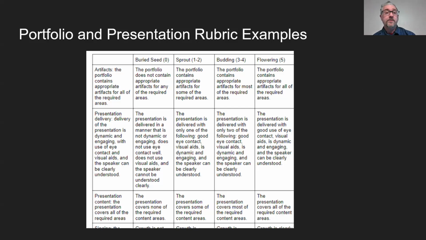So here's some examples of the presentation rubric. This rubric was actually really long because I also included a category on the left-hand side for every single MENC national standard, in addition to presentation issues. So artifacts, that's for the portfolio. I'm basically just assessing, does the portfolio contain appropriate artifacts for all of the required areas? Did they address all of the areas? And were the artifacts appropriate?